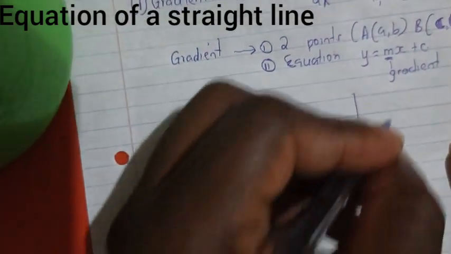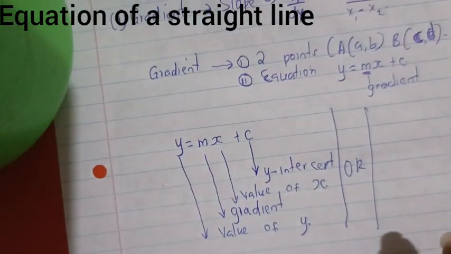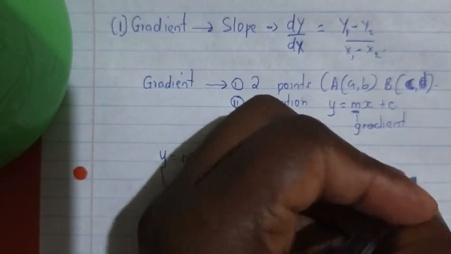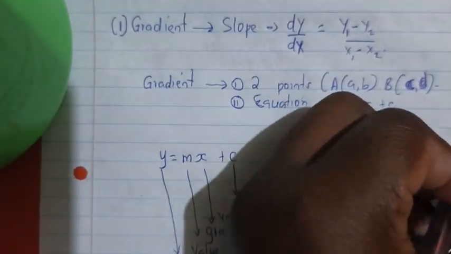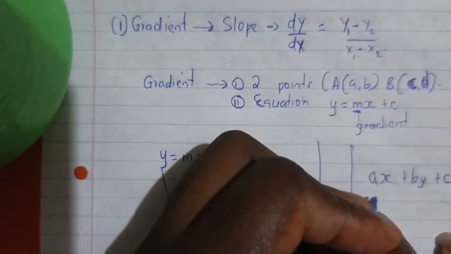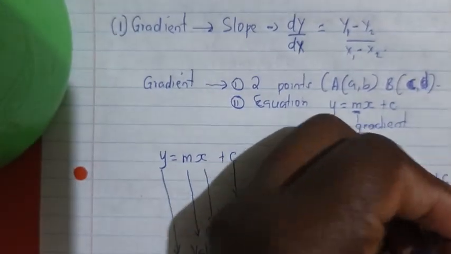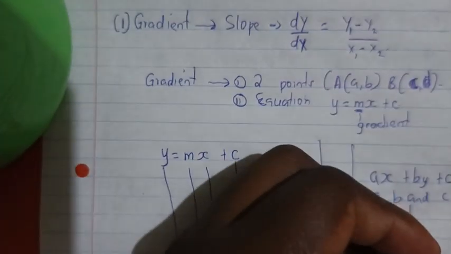It can also be given in the form ax plus by plus c is equal to 0, and in this case a, b, and c are constants.